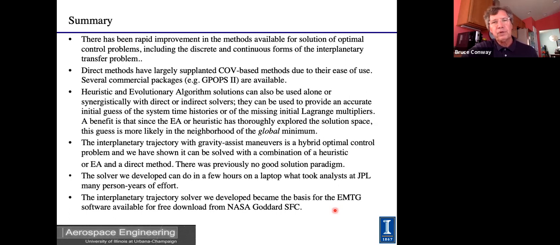It's been improved because he's had 6 years now to work on it, but you can download it for free from the NASA Goddard Space Flight Center website. I would mention, however, it's not what you call easy to use, but it's free. And if you work hard enough or put a PhD student on it, they will eventually get a solution with it. And that's what I have to say.